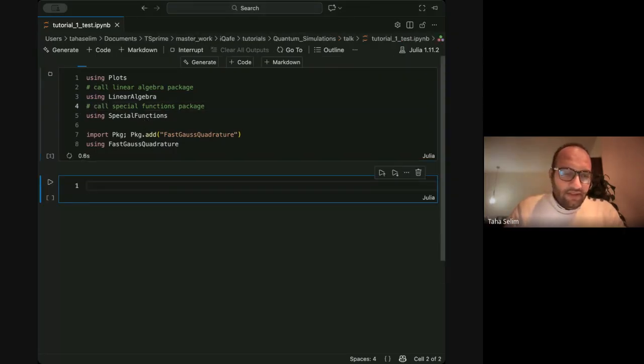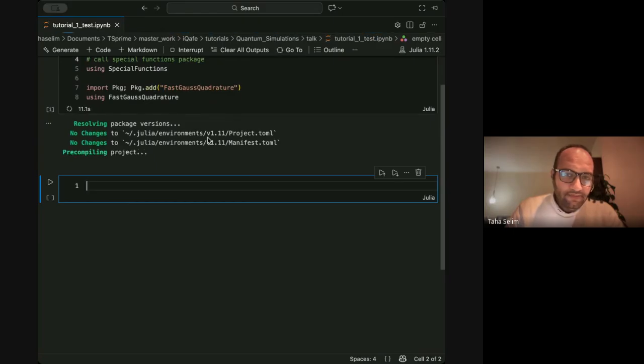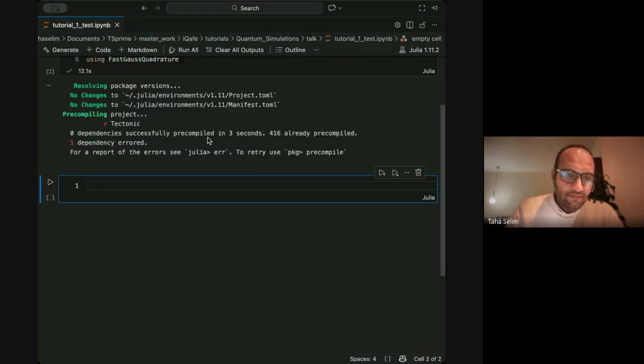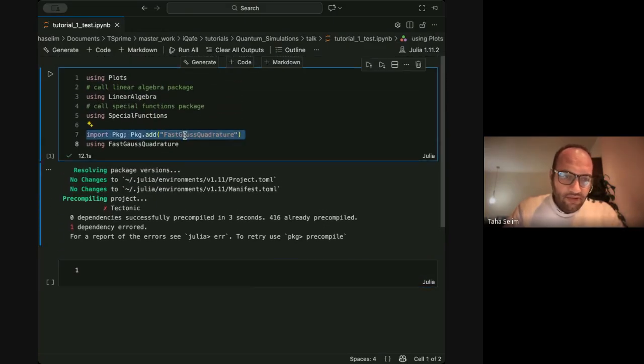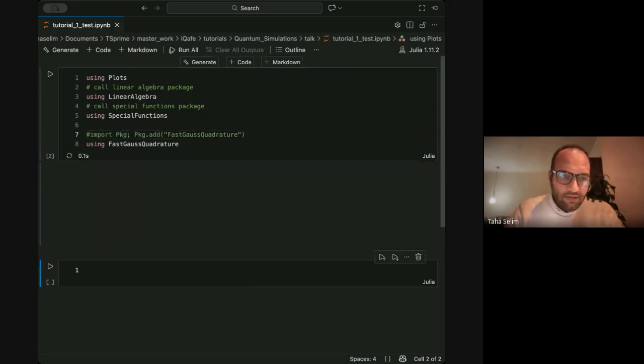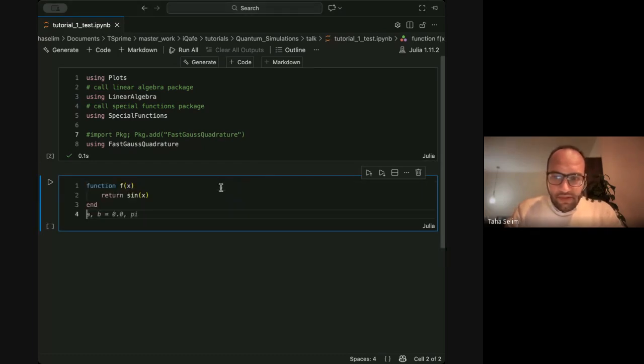Anyway, let's run these libraries because we are going to need them. It's a different way of importing libraries than in Python, but they are just done differently. I've already installed this one, so I don't need to install it anymore. The first thing we can try is to make a function, like sine, for example, and then plot this function.